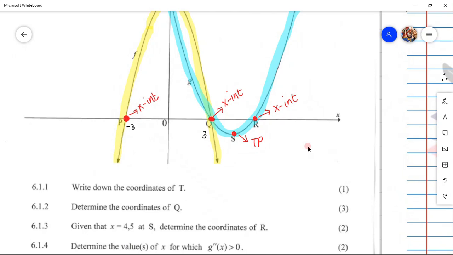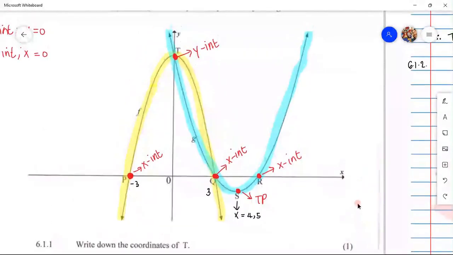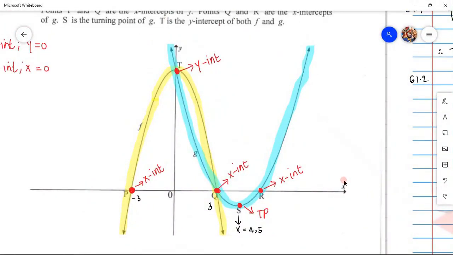Question 6.1.3. Given that x equals 4.5 at s, so at s we have an x value of 4.5. Determine the coordinates of r. So for this specific question, we're going to refer back to when we were finding our turning points of our function. There were three methods, the first being our turning point formula, the second being our midpoint formula. So for this specific question, we are going to apply our knowledge from our midpoint formula.